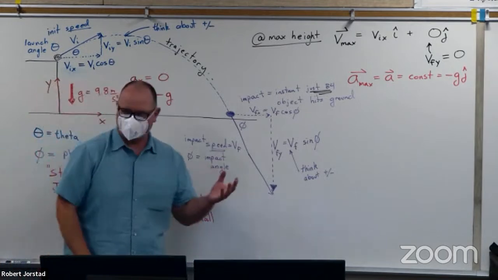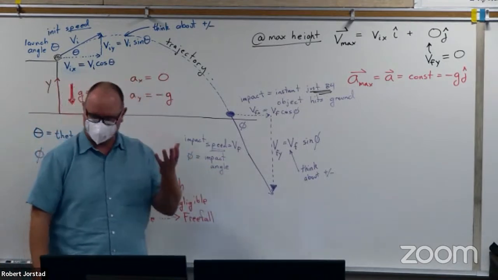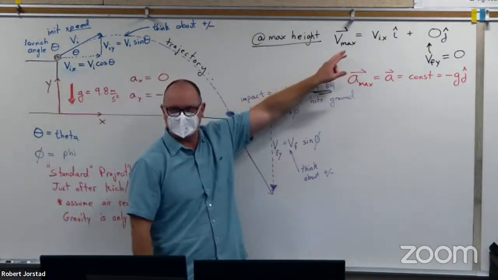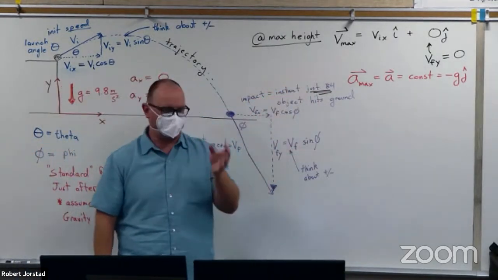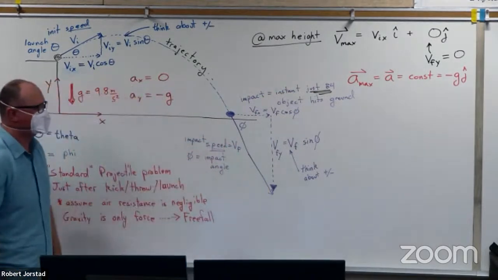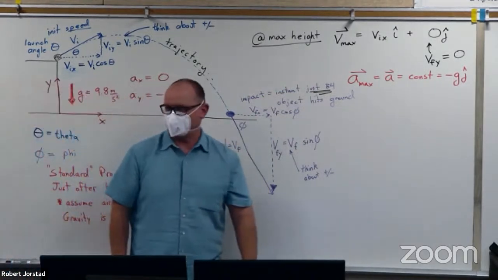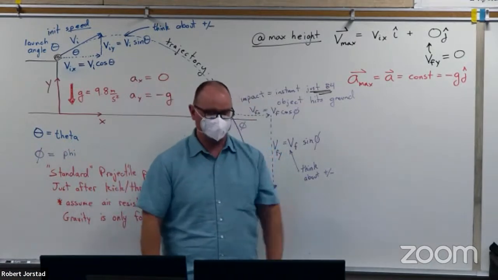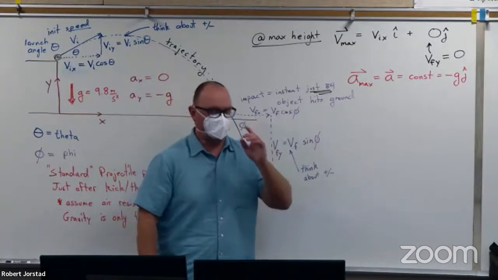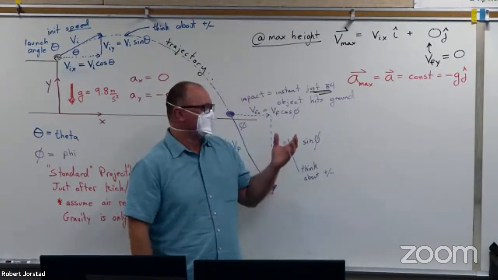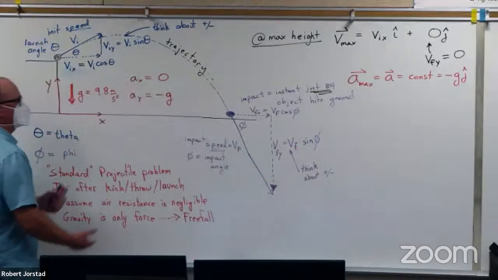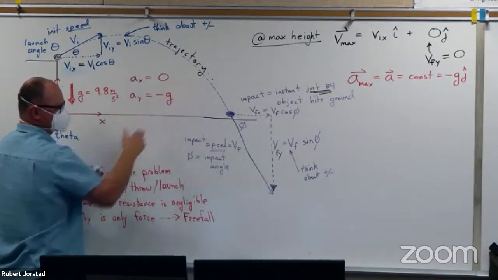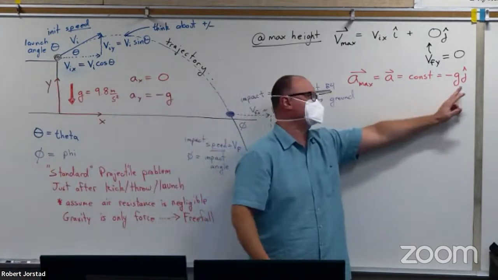Now, to be clear, I want to warn you of something on test day. Almost always I ask some questions like this, either on the first midterm or the final or both. And I'll say, what is the acceleration at max height? And people will write negative g. Not true. A sub y is negative g. Look, this is one way to state the acceleration clearly. You specify both components, or you say it's negative g in the j hat.